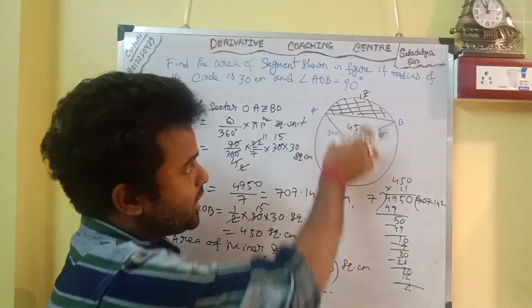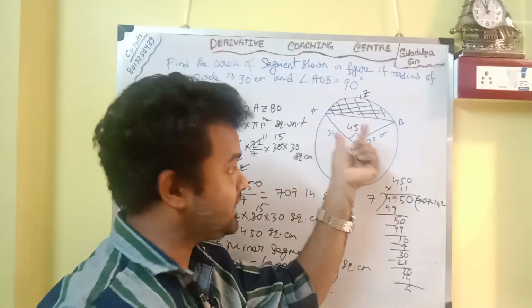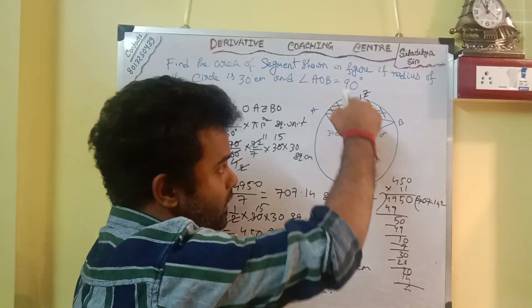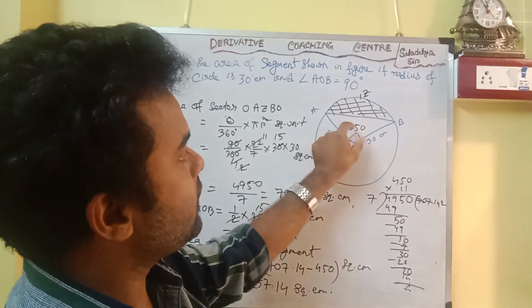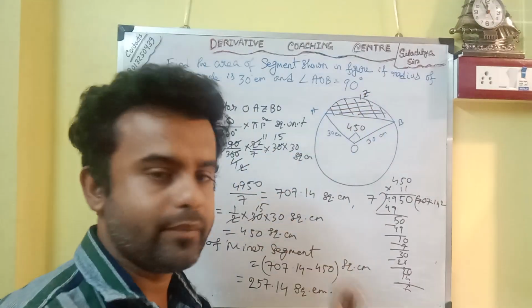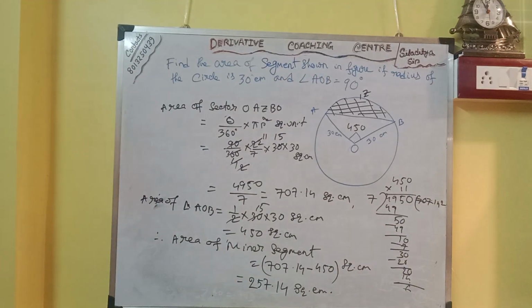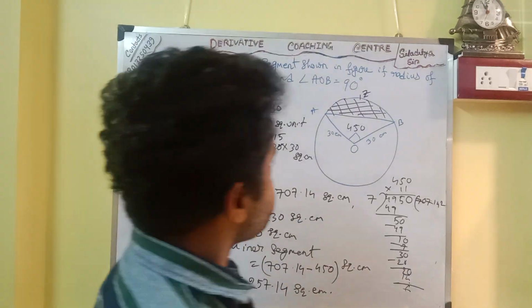If you want to find the area of the segment, you have to first find the area of the sector, and then the area of the triangle. Subtract the area of the triangle from the area of the sector, and you will get the area of the segment. So it is the answer. Clear? Okay.